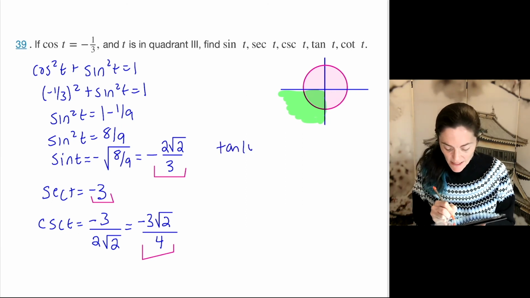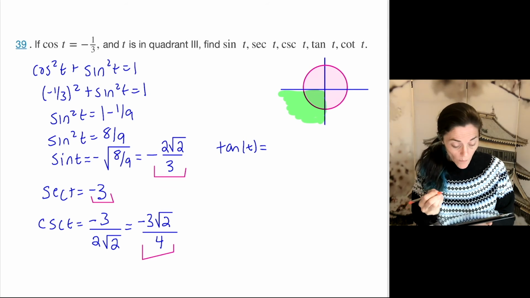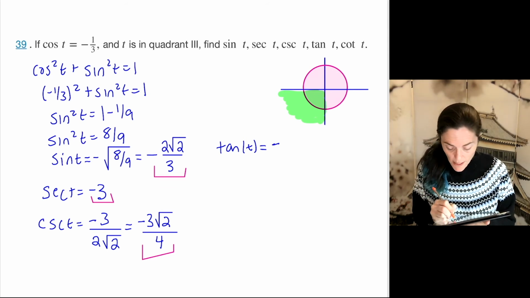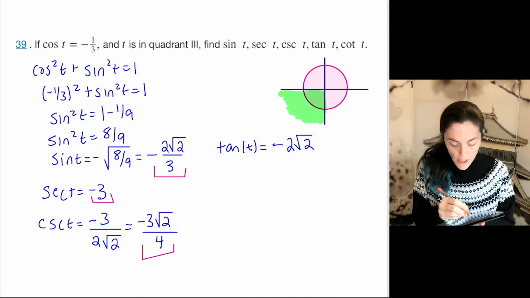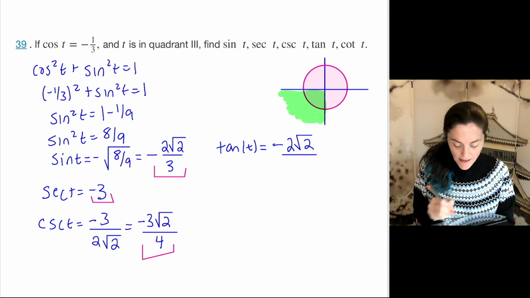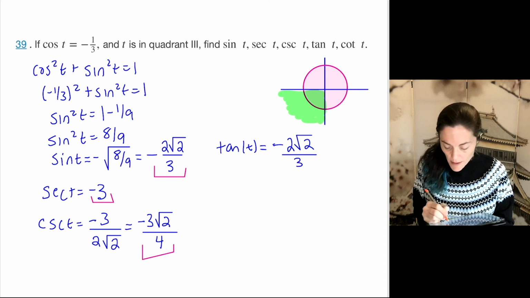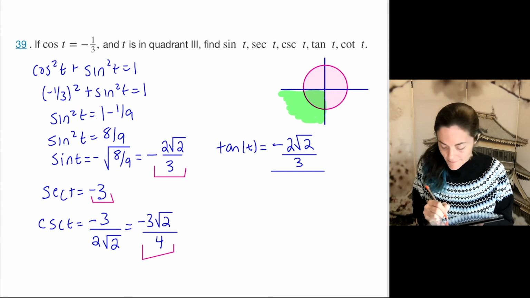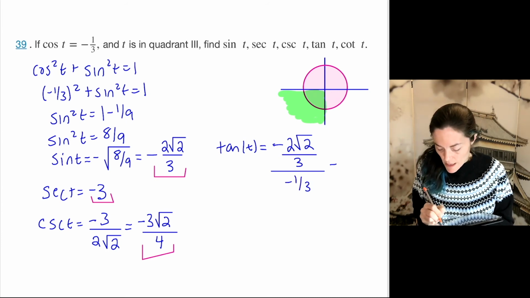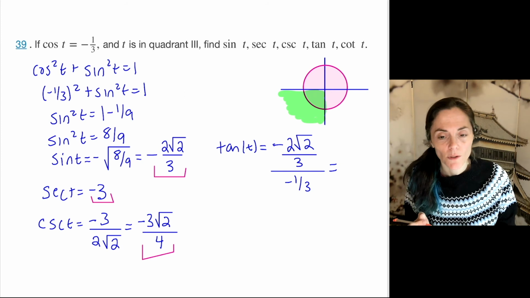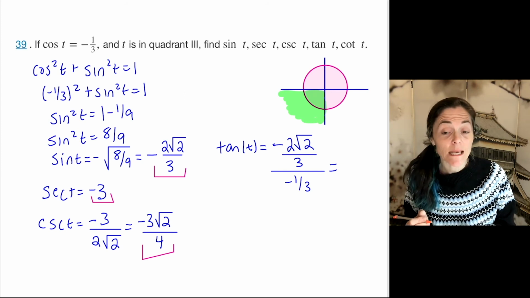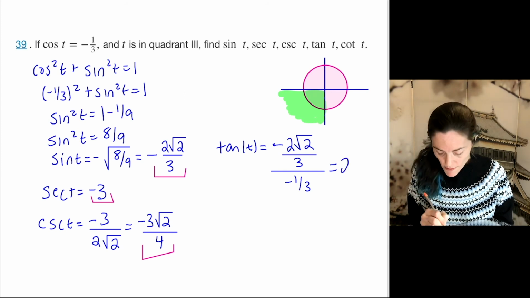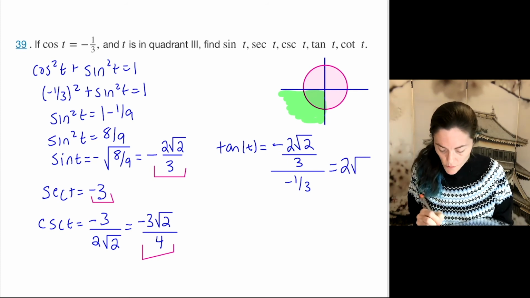So tangent of t, well, we take sine over cosine. So we have -2 square root 2 over 3. That's the sine. And then we divide by cosine, which is -1 over 3. You see what happens when I invert and multiply? I just get +2 square root 2. So I get +2 square root 2. This is the tangent.